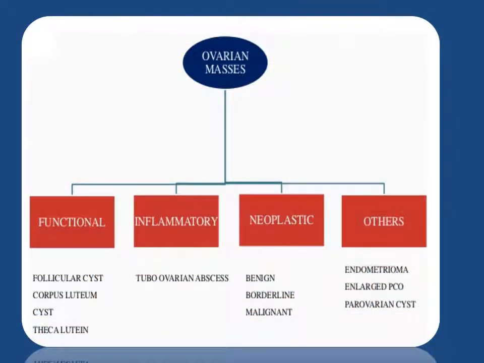This is the classification for ovarian neoplasm: either functional, like the follicular cyst, corpus luteum cyst, theca lutein cyst; inflammatory, like the tubo-ovarian abscess; neoplastic, benign, borderline or malignant; and others, like the endometrioma, the enlarged polycystic ovary, or the para-ovarian cyst. Our topic today is the benign ovarian neoplasm.